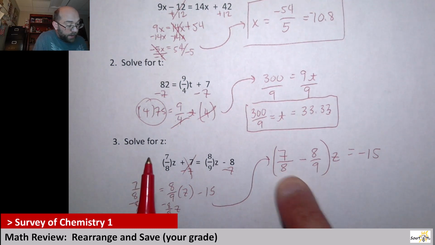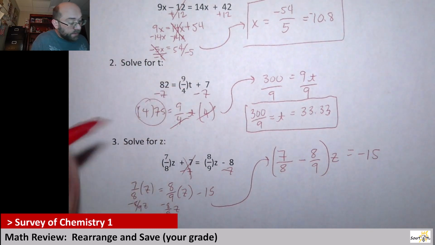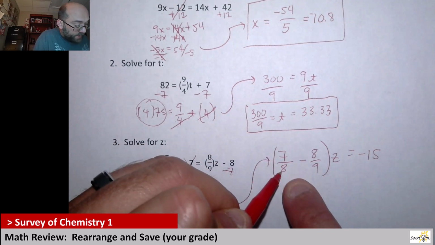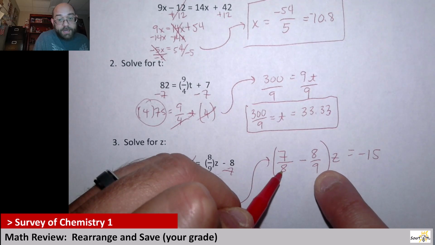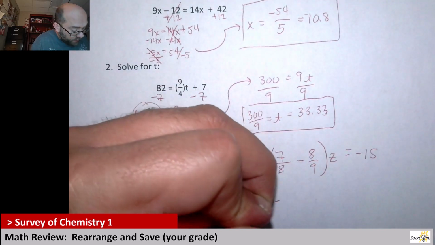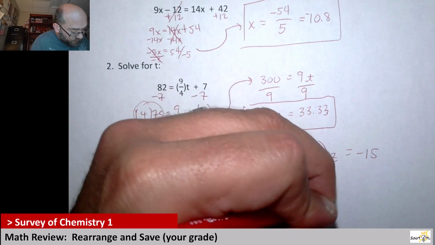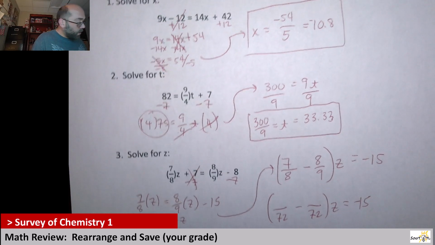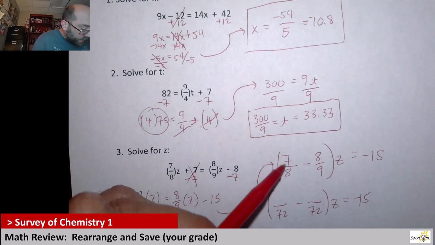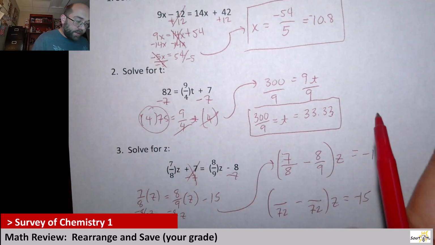The common denominator of 8 and 9, I'm just going to say 8 times 9 is the common denominator. So I'm really going to have to turn this into 72, and whatever 9 times 8 is, 72. So what I'm really looking at is something over 72 minus something over 72 times z is going to be equal to negative 15. All right, so to get what the 7 turns into, it's 7 times 9. So what does that give me?